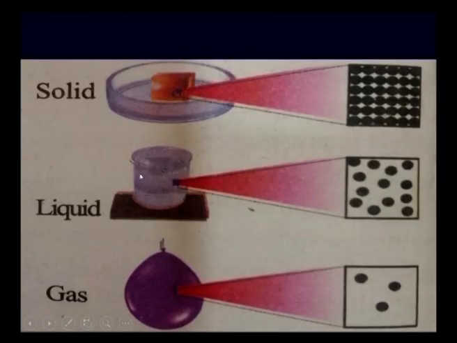Children, observe the picture. Solid, liquid, gas. In solids, the arrangement of the particles has less space. In liquids, the particles have more space. In gases, the particles have huge space.